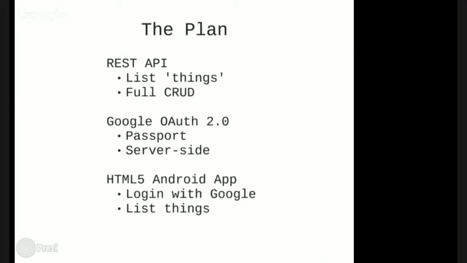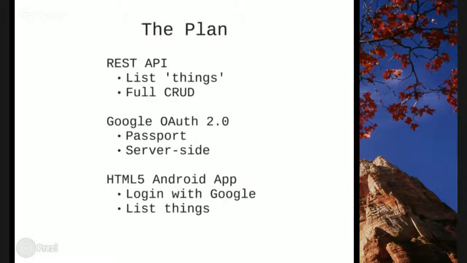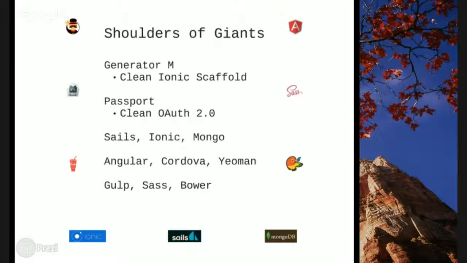The plan, of course, is to make an API that allows the retrieval of a list of things with full CRUD support and Google OAuth, and also end up with an HTML Android app that allows us to log into Google and see our things. Let's see if we can do it in 15 minutes, with time for questions. We're going to make that happen by using an awesome set of tools today.